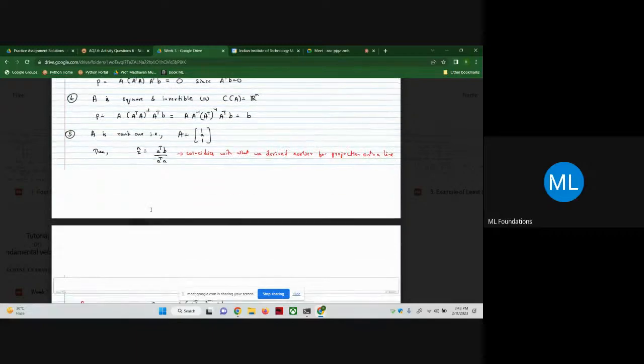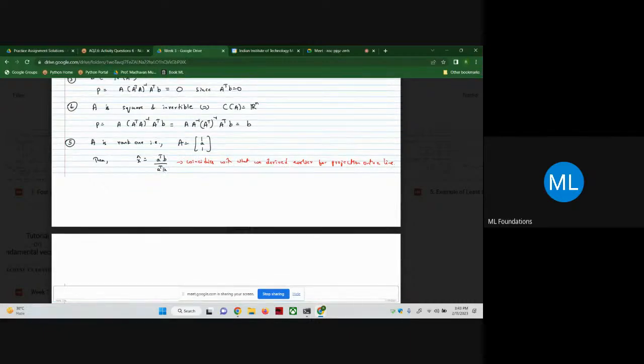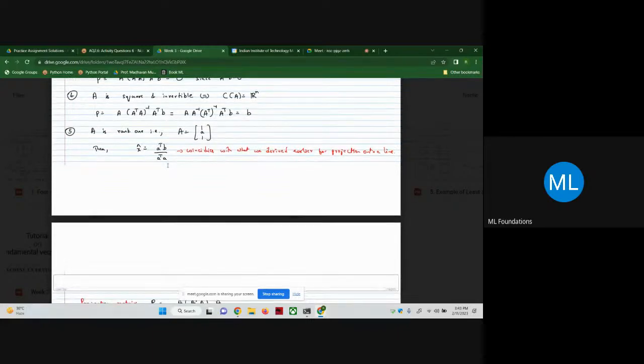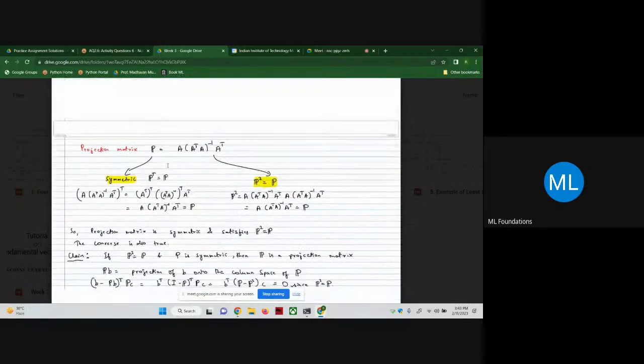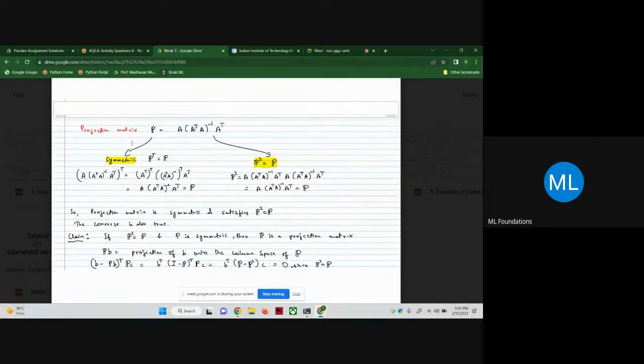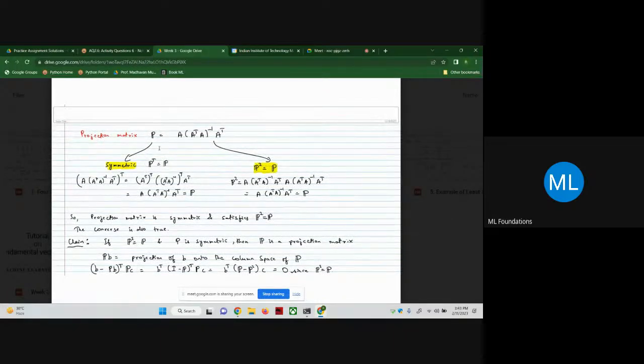If A is of rank 1, then this is the previous situation which we have seen: A transpose B by A transpose A, the X cap, the projection matrix from before. In general, this is the formula for finding the projection. The property P square equals P holds true even for the span of the columns, or even for a single vector.